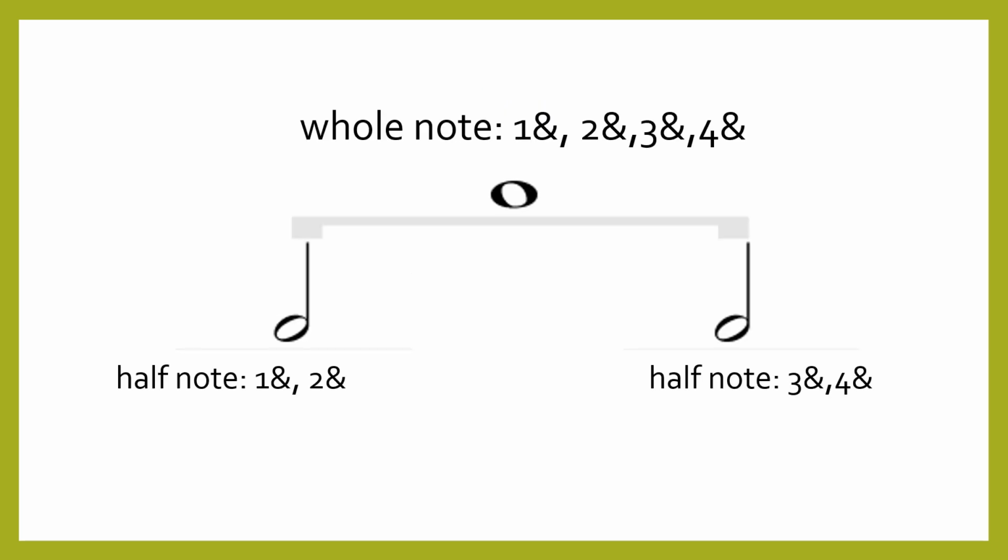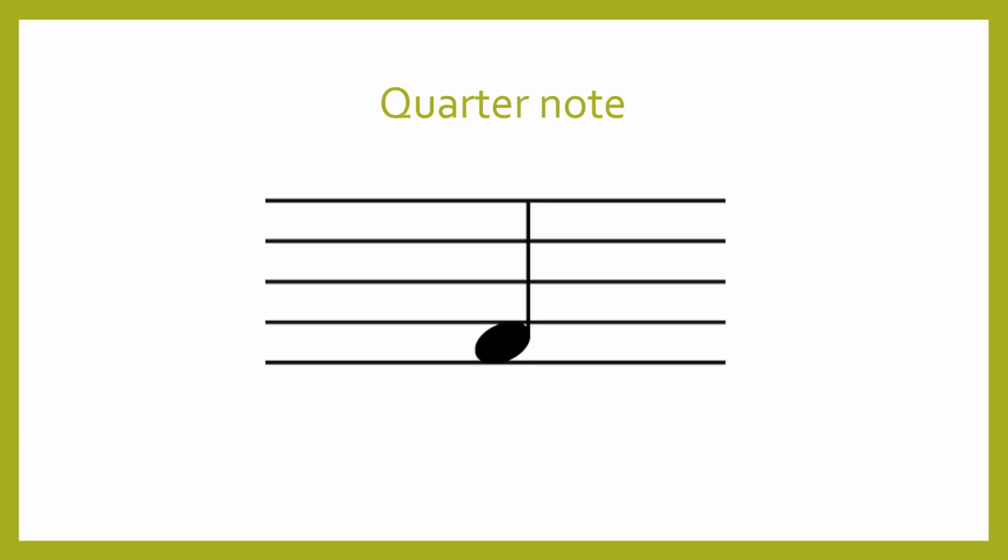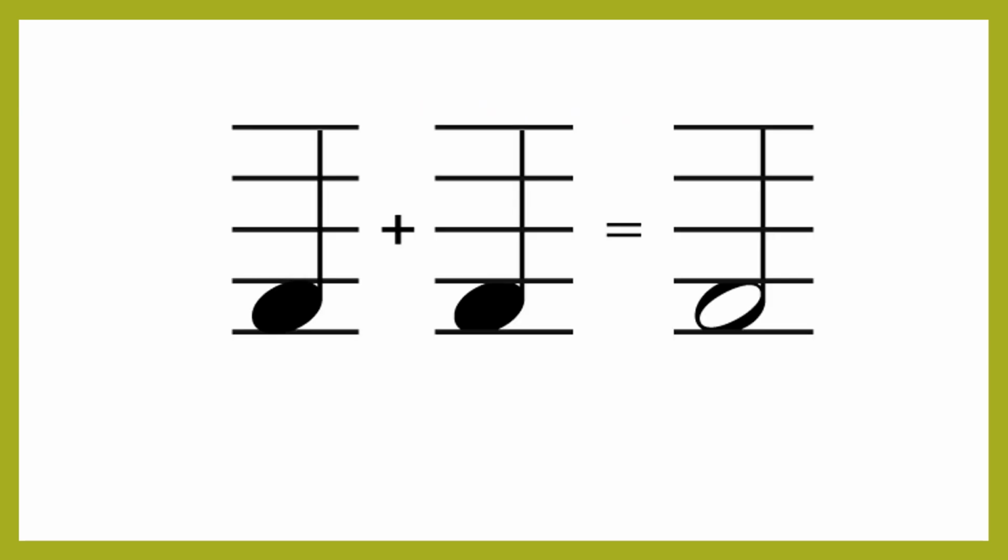As the whole note includes 4/4, the whole note is accepted to count 1 and 2 and 3 and 4 and. Therefore, we count the half note as 1 and 2 and. A quarter note has half the duration of a half note. It is 1/4 of the duration of a whole note.